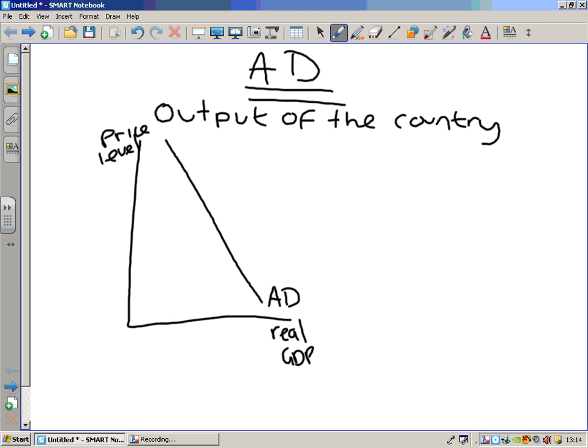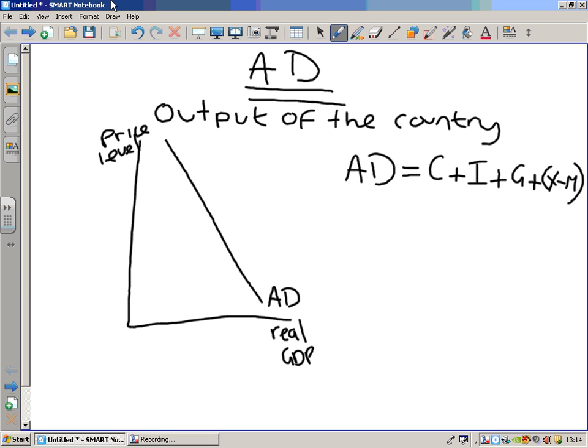Demand in the last unit was looking at an individual market or individual person's demand. Here, it's everything demanded in the economy. Aggregate demand is equal to C plus I plus G plus X minus M. So what you should now know is that C stands for consumption, I stands for investment, G stands for government spending, X is for exports, and M is imports.